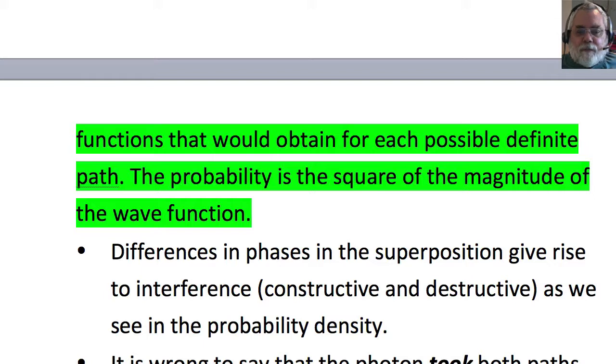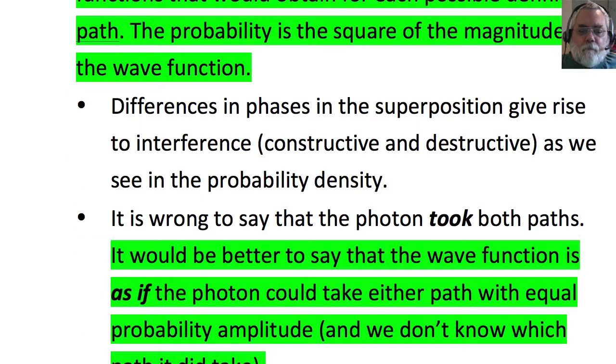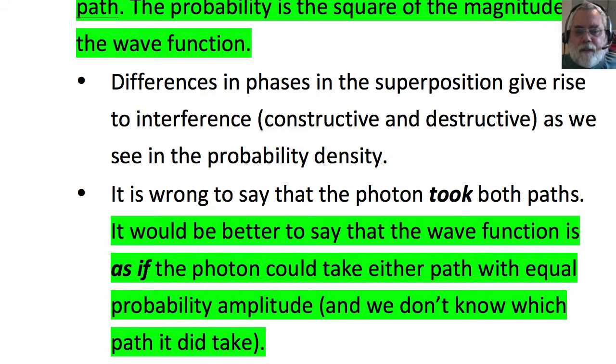Differences in phases in the superposition give rise to interference, constructive and destructive, as we see in the probabilities that we computed. It's wrong to say the photon took both paths. It would be better to say that the wave function is as if the photon could take either path with equal probability amplitude, and we don't know which path it did take.